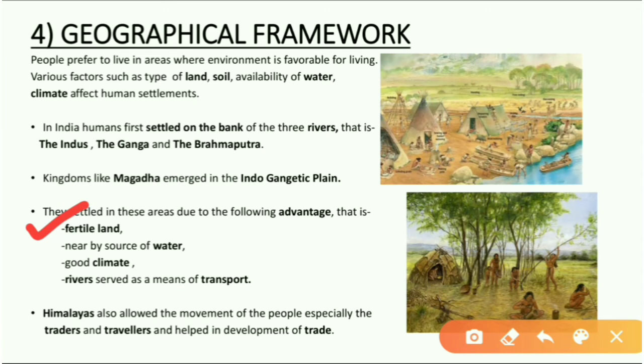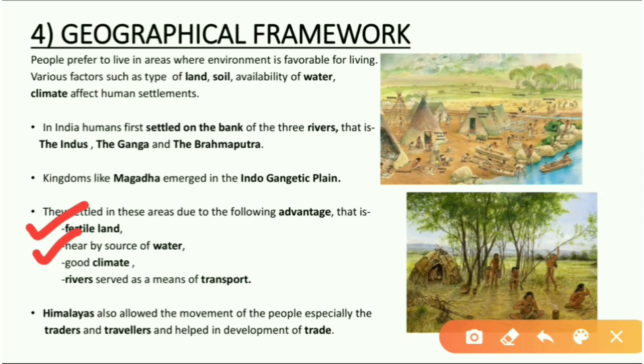Fertile land means wherever the early humans or people found fertile land, they used to settle there, so that this fertile land would help them to build their houses or huts, or to do other activities such as digging or cultivating. Now, nearby source of water.